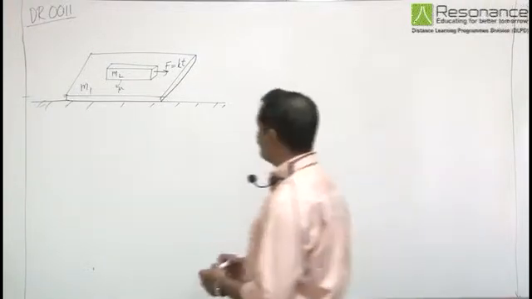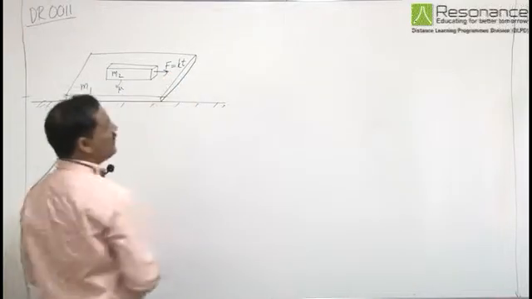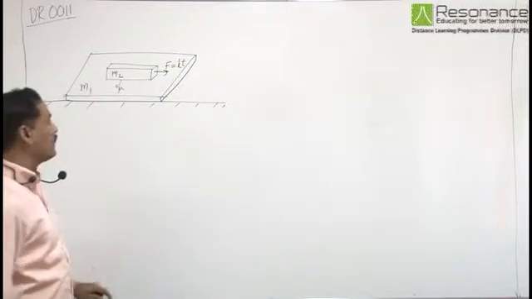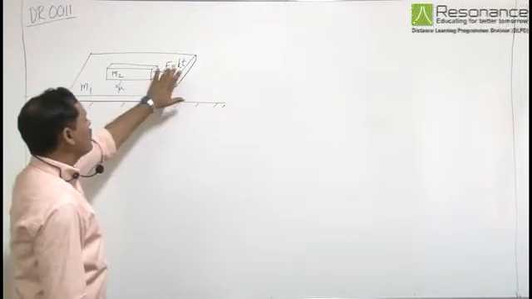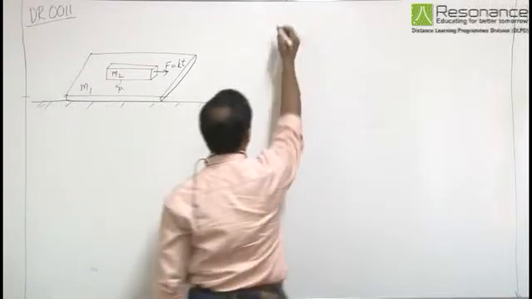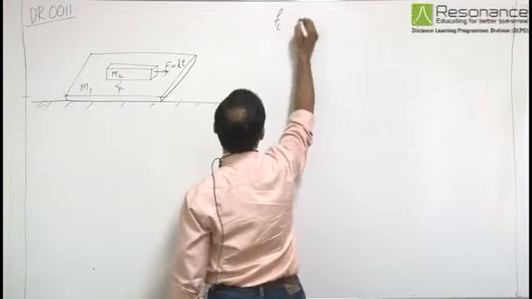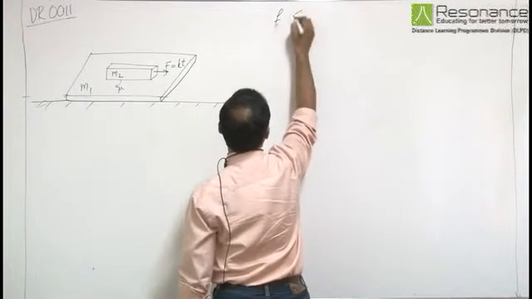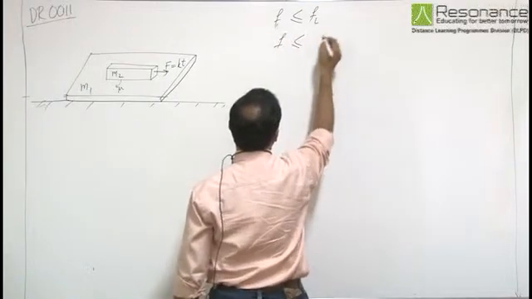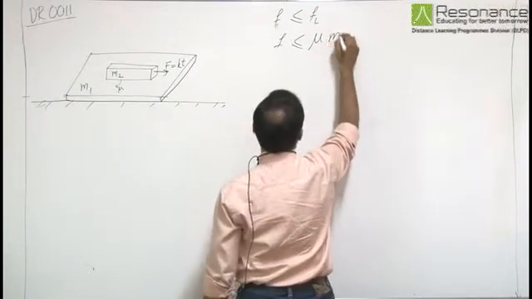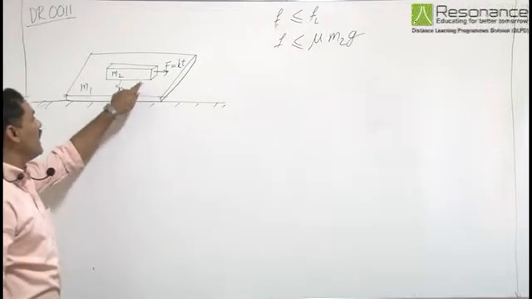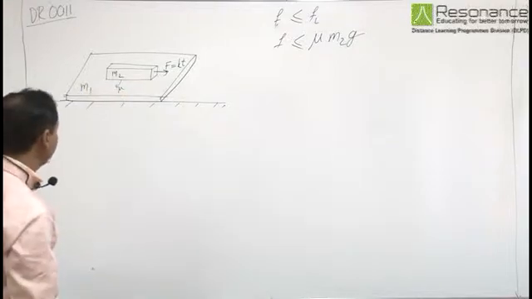So first of all, when the external force is not sufficiently large, these two, that is plank and bar, will move together. As t is small, the frictional force has not crossed the limiting value. So the frictional force is less than or equal to the limiting friction, that is, less than or equal to mu m2 g. Till that moment the plank and the bar will move together.